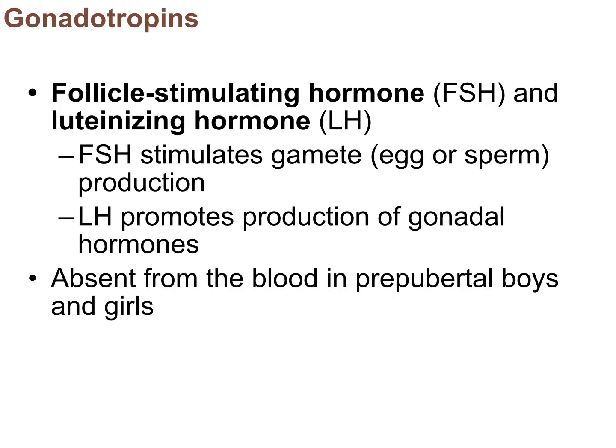There are two hormones made by the anterior pituitary that are called gonadotropins. This is follicle stimulating hormone and luteinizing hormone. And we're going to talk about their function on the coming slides here.